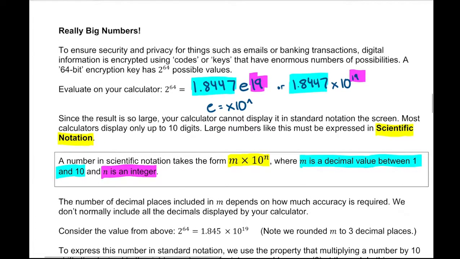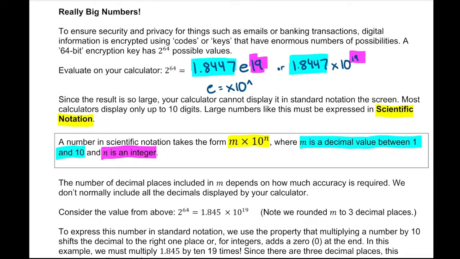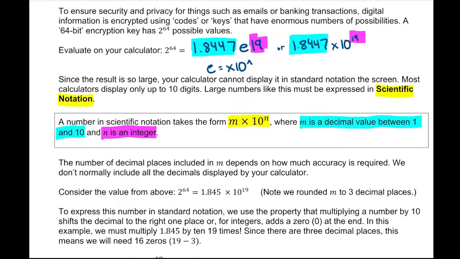The number of decimal places, again, as we said, depends on the accuracy required. We don't need to include all of the numbers because generally speaking, you get a sense of how large the number is anyway. The most important thing is to say maybe 3 decimal places and then the exponent after. That's the key part. So consider the value above. They've actually rounded it here to 1.845, so they've kept fewer decimal places than we did.